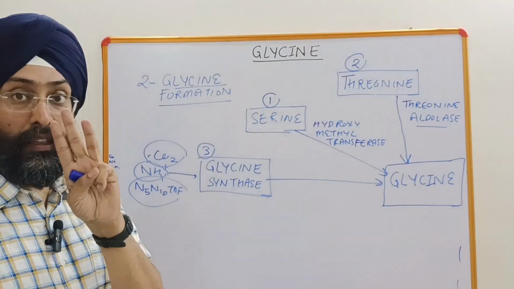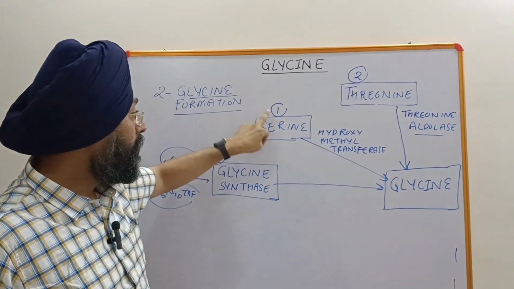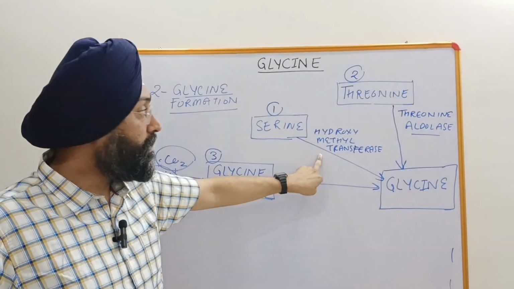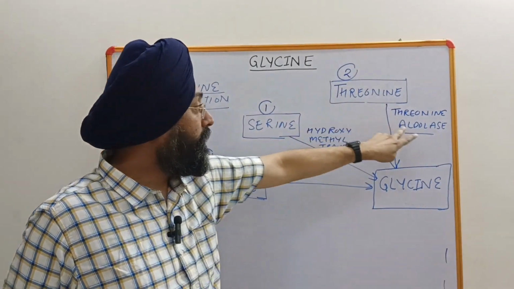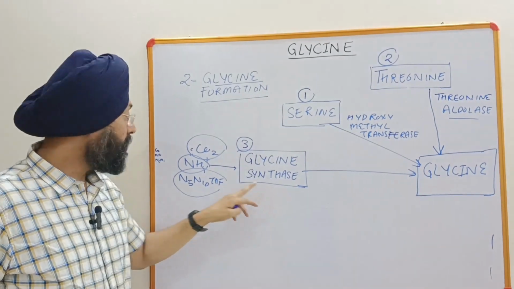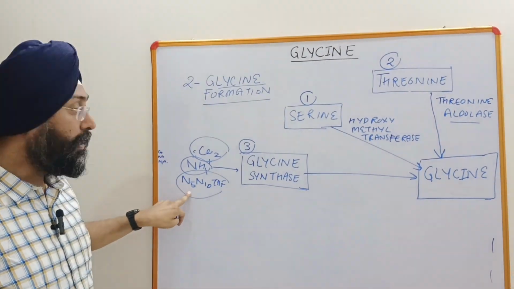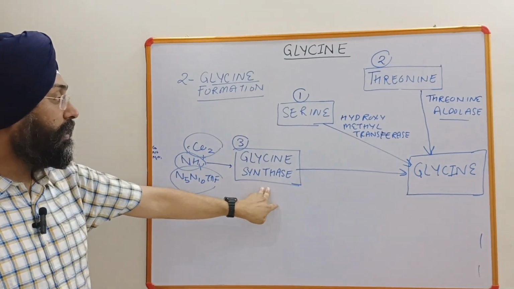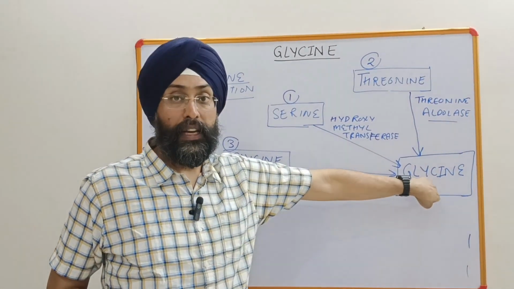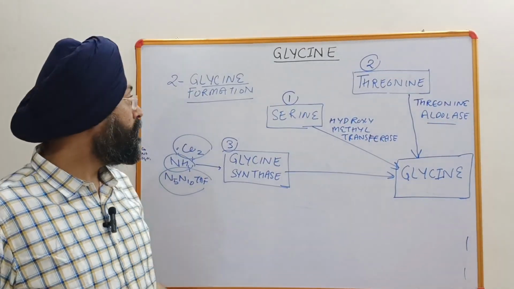To summarize, the three routes that can lead to synthesis of glycine are: first, serine by the serine hydroxymethyl transferase reaction; second, threonine by threonine aldolase; and the third, glycine synthetase, using carbon dioxide, ammonium ion, and N5,N10-tetrahydrofolate. By the glycine synthetase reaction, it will finally form glycine. So these are the three routes that lead to the synthesis of glycine.